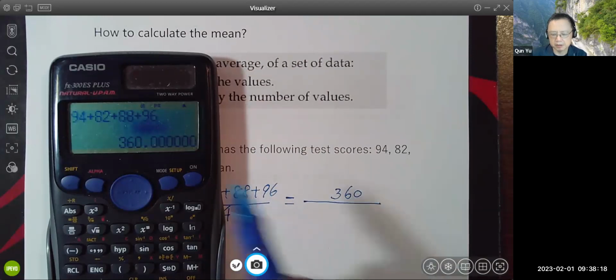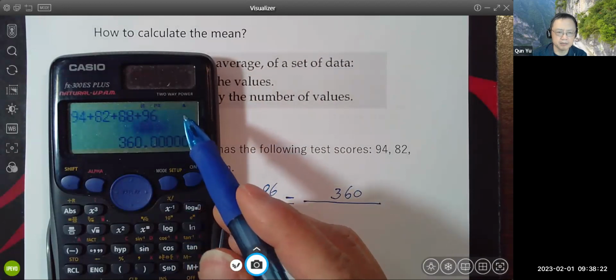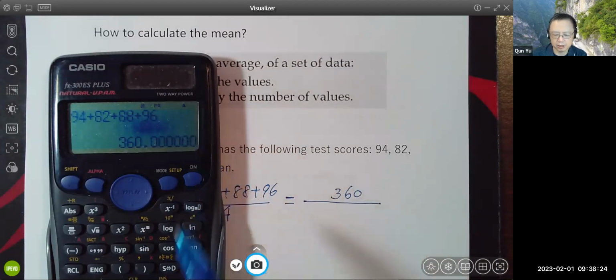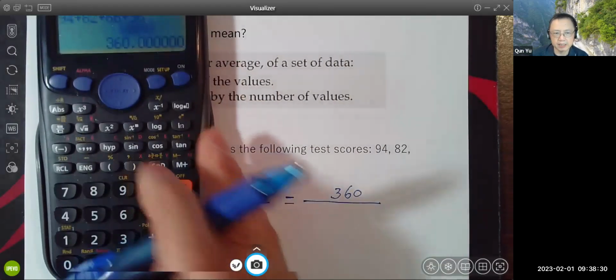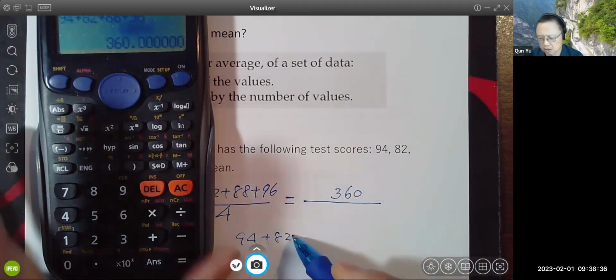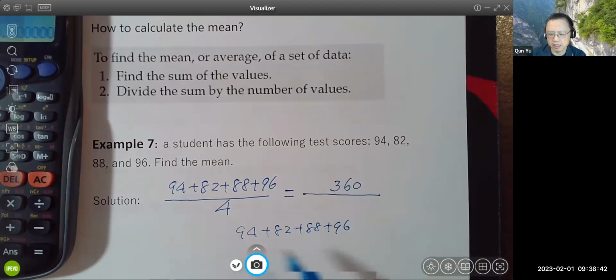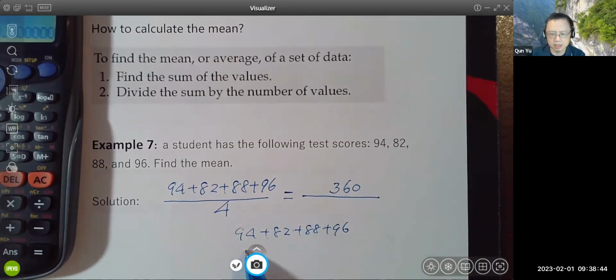And sometimes people just go ahead and after 96, they push the division key, divided by 4, and that would be wrong. Let me mention quickly why that would be wrong. I'm going to write this quickly: 82 plus 88 plus 96. Say you already type this in your calculator, then you follow by divided by 4.